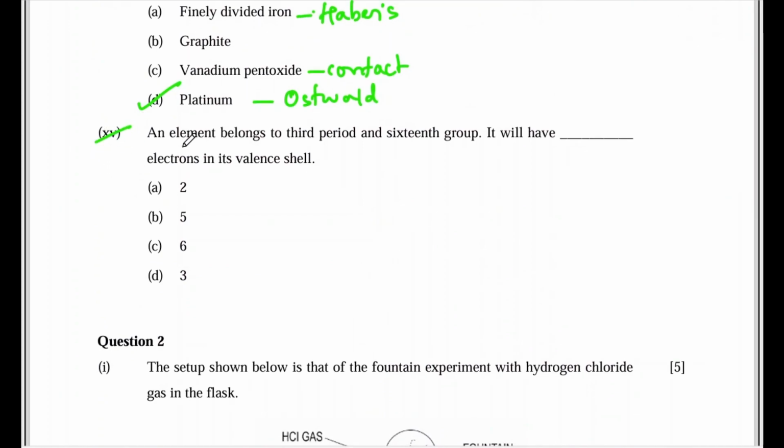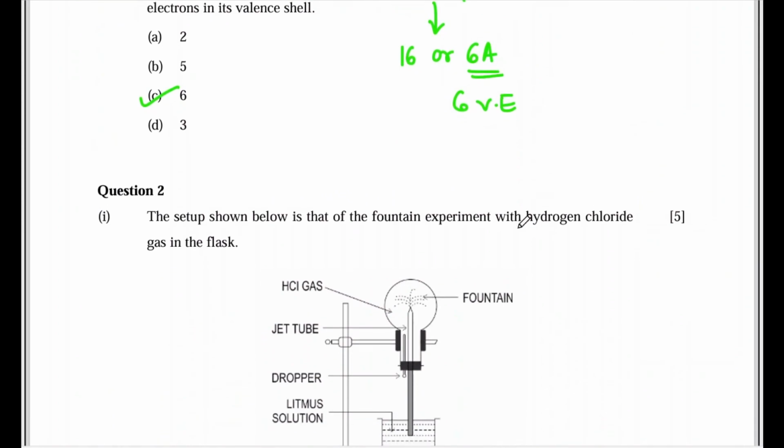15th question. An element belongs to third period, 16th group. It will have dash electrons in its valence shell. So 16th group, or we can also call it 6A, will have 6 valence electrons. The answer should be C. Okay, so this is question number 1, MCQ 15 questions.